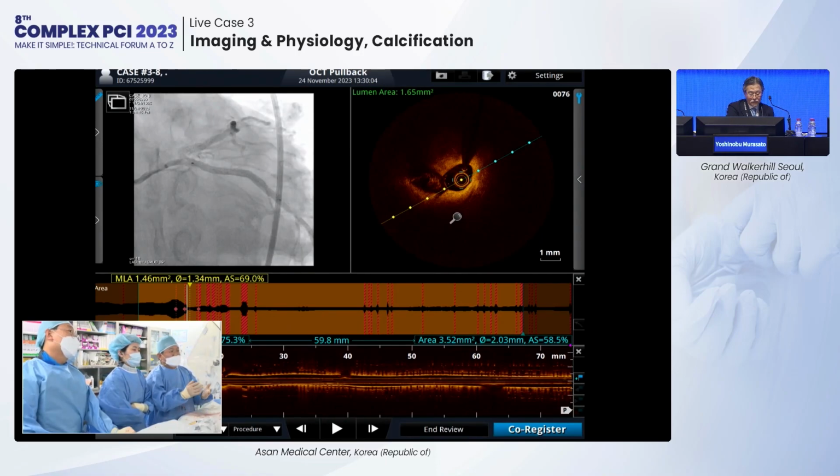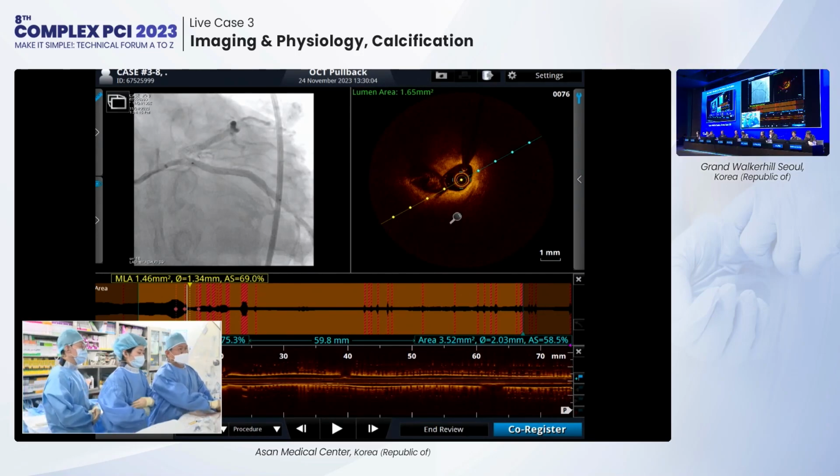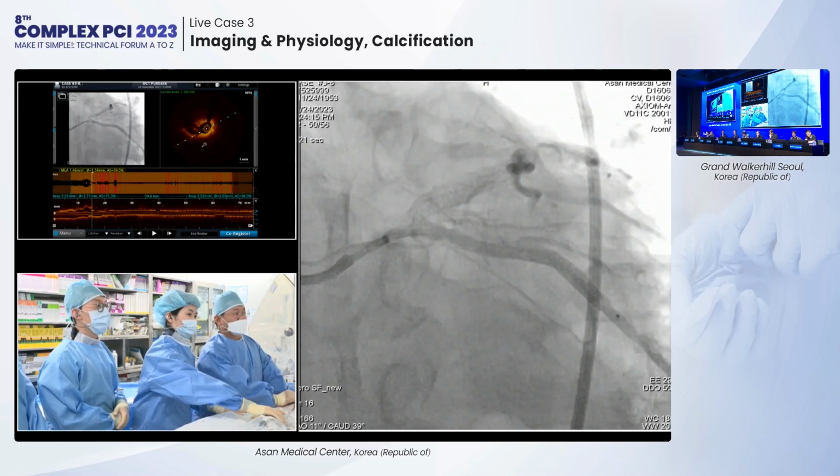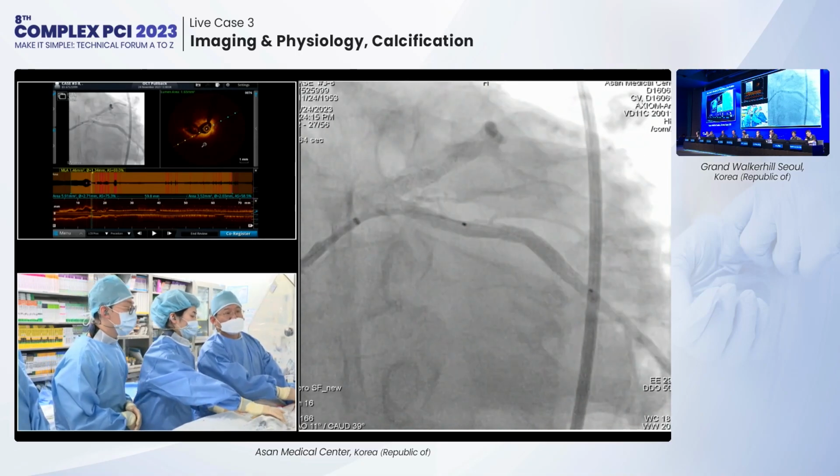Okay. Anyway, what is your opinion? Do we need to put a stent in this patient? Does anybody on the panel want stent deployment? Dr. Koo, Dr. Murasato? No, so I don't want to put a stent there.